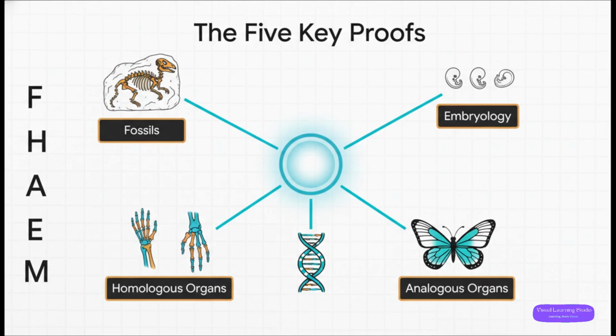So here's a little trick to lock it in your brain forever. FHOM-AEM. It sounds kind of weird, but it works. It stands for fossils, homologous organs, analogous organs, embryology, and molecular evidence. Let's quickly go through what each one tells us.